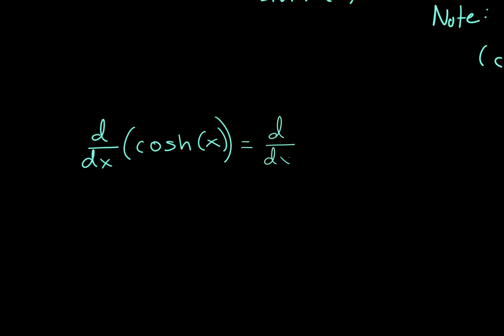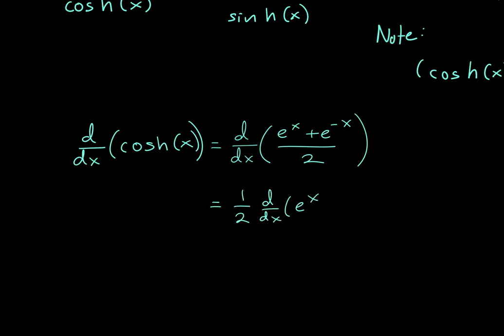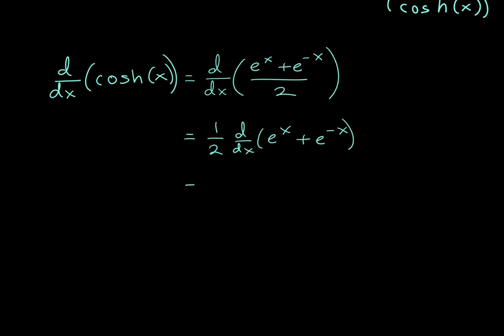We have d over dx of e to the x plus e to the negative x, all divided by 2. But you guys, that's an easy derivative. This is 1/2 times the derivative of e to the x plus e to the negative x. We have to do the chain rule. We just discovered what the derivative of e to the x is. It's that fancy function that is its own derivative. So the derivative of this first part is just going to be e to the x again.